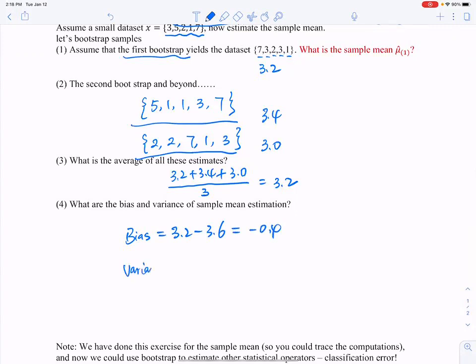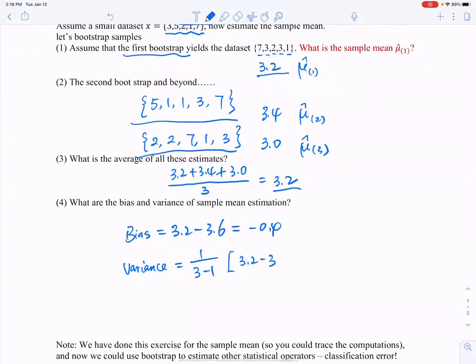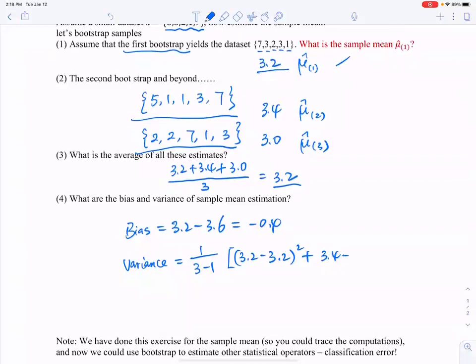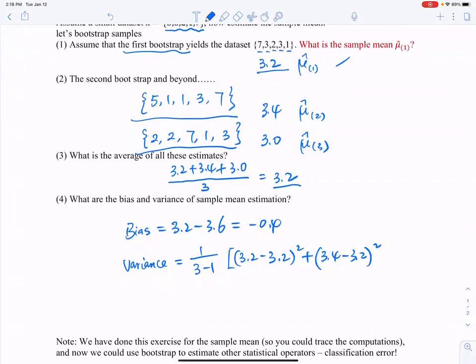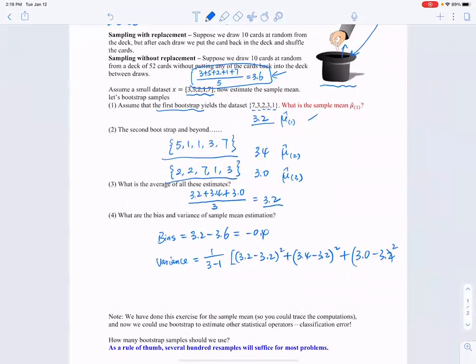What is the variance? Variance is actually 1 over n minus 1, that is 3 minus 1, because we have 3 numbers, times the sum over the first estimate mu hat, the second estimate mu hat, and the third estimate mu hat. We do the first one, 3.2 minus the mean 3.2, squared, plus 3.4 minus 3.2, squared, plus 3.0 minus 3.2, squared. So this will be the variance. It's about 0.04.